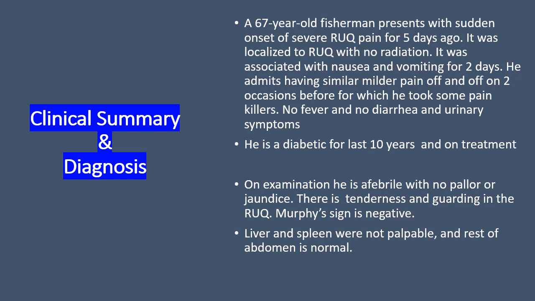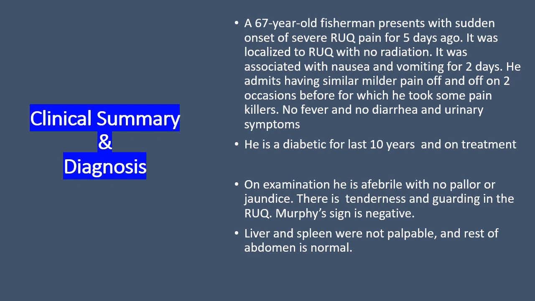He's a 67-year-old fisherman who presents with a sudden onset of severe right hypochondrial pain for 5 days. It was localized to the right upper quadrant with no radiation elsewhere. It was associated with nausea and vomiting for the last 2 days, and he admits having similar but milder pain off and on 2 occasions before, for which he took some painkillers to relieve the pain. There's no history of fever, no diarrhea, and no urinary symptoms.